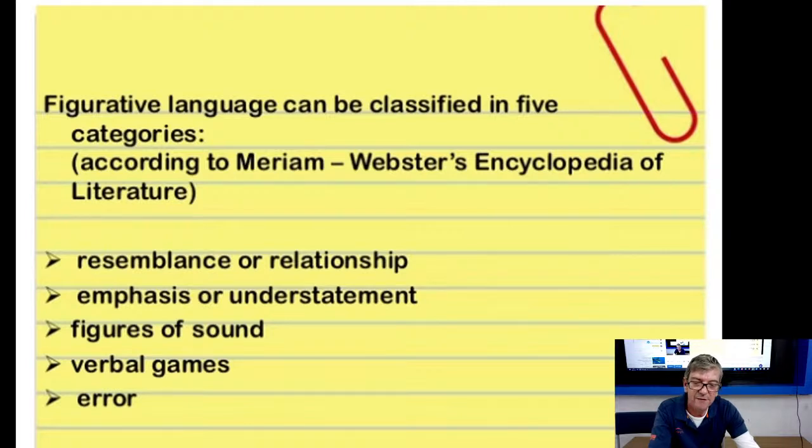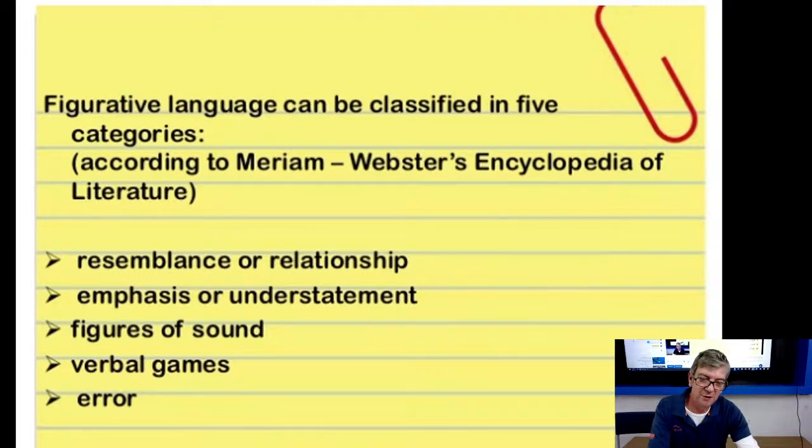Then we have emphasis or understatement. So emphasis is like giving extra special importance to a part or aspect of something. And then understatement is not saying it enough. So it's almost the opposite. Then we have figures of sound. So like how you describe the sound of a lion. What is the sound of a lion? How would you write that down? Or consider the sound of a frying egg. What is that? How would you write it down?